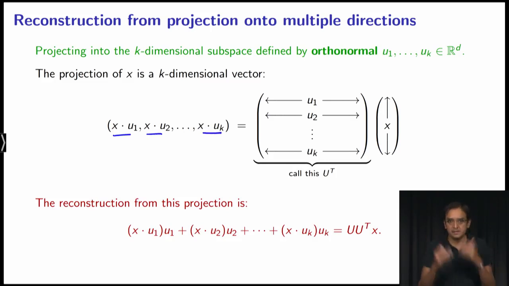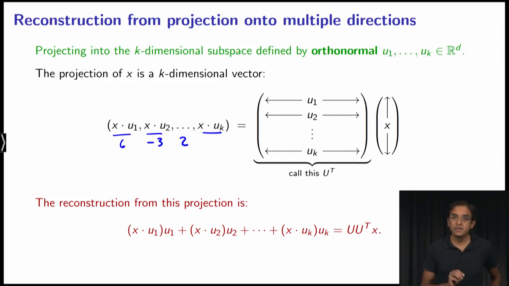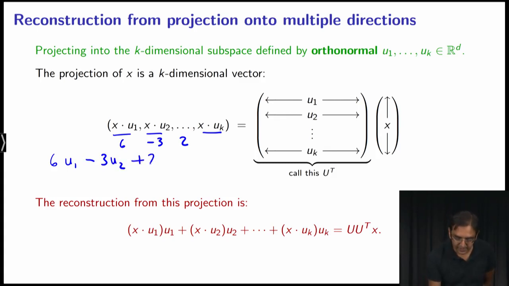Let's say the numbers are, I don't know, 6, minus 3, 2, and so on. For the reconstruction, we say this: move 6 units in direction u1, then move minus 3 units in direction u2, then move 2 units in direction u3, and so on. Each of these vectors, u1, u2, u3, are vectors in the original d-dimensional space. So this gives us a vector in d dimensions.